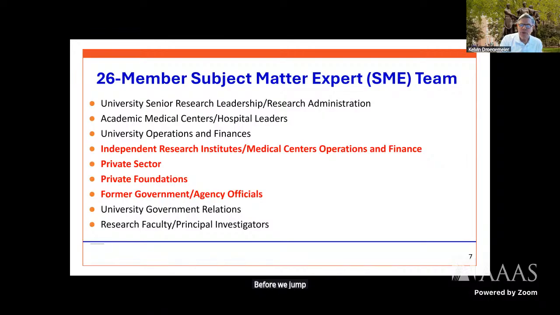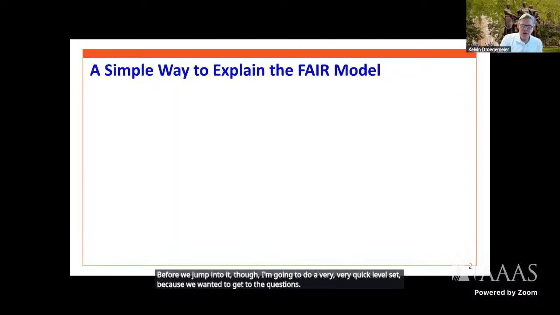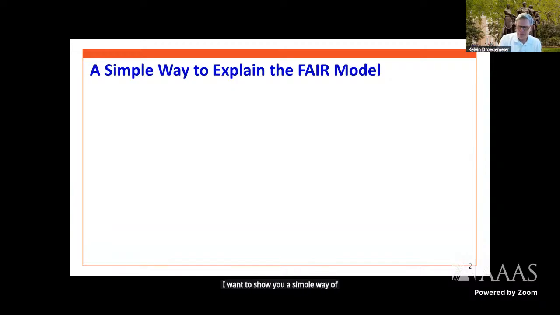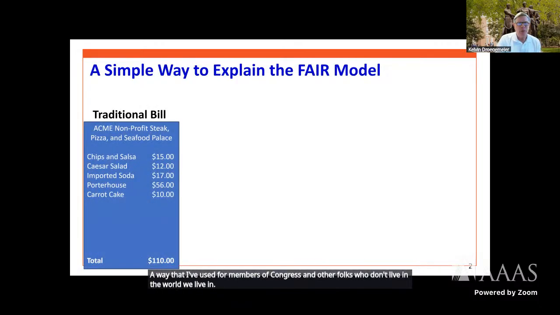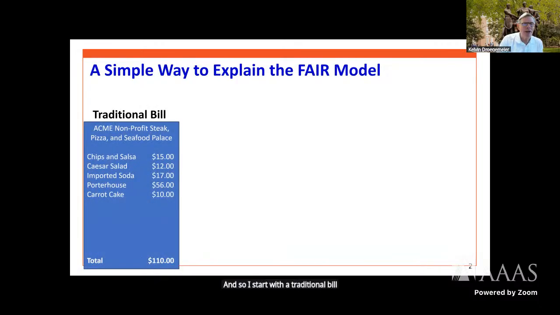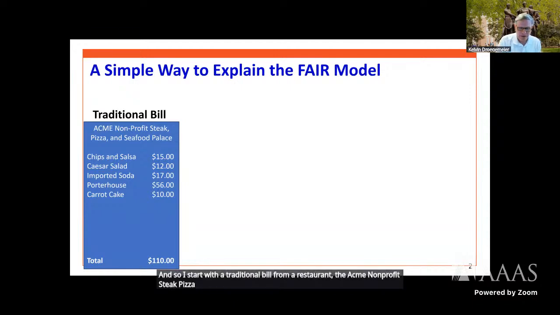Before we jump into it, though, and I'm going to do a very, very quick level set because we want to get to the questions, I want to show you a simple way of explaining the FAIR model, a way that I've used for members of Congress and other folks who don't live in the world we live in. And so I start with a traditional bill from a restaurant, the Acme Nonprofit Steak, Pizza, and Seafood Palace. Not exactly a place that I think we probably all want to eat at, but notice that it's nonprofit.